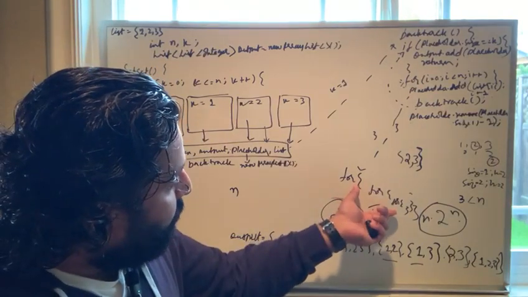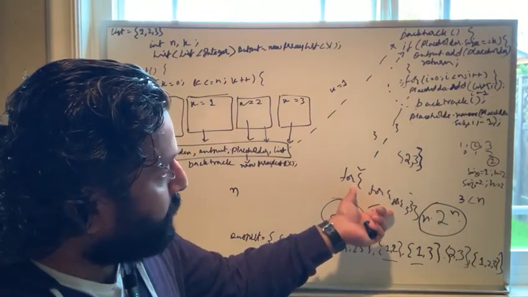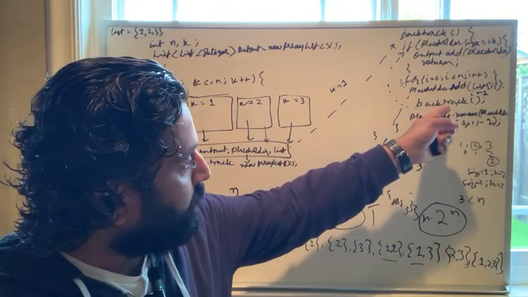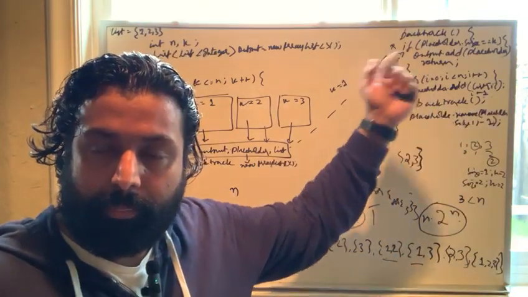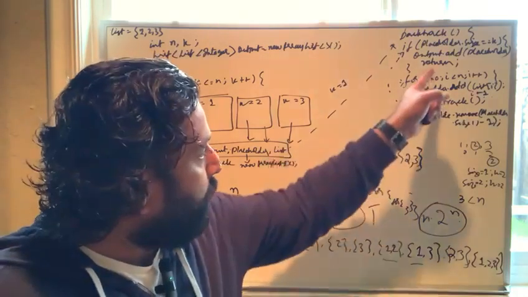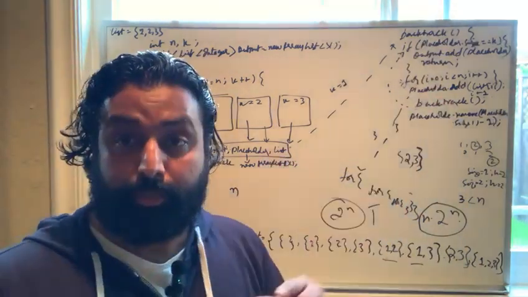Because for every k, we're going to exponentially iterate, recursively calling the backtrack function. The backtrack will call itself exponentially.